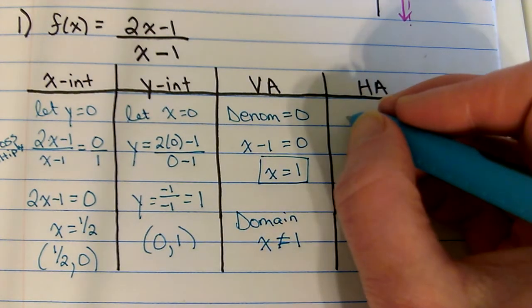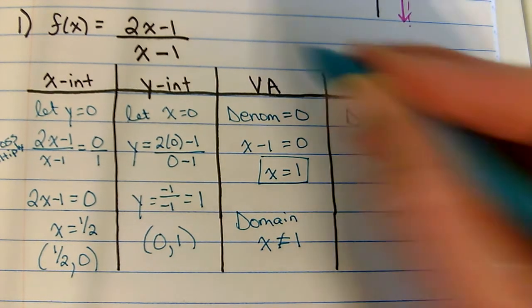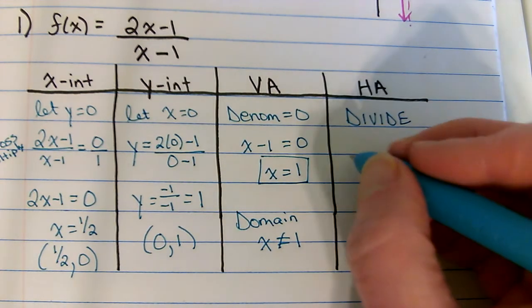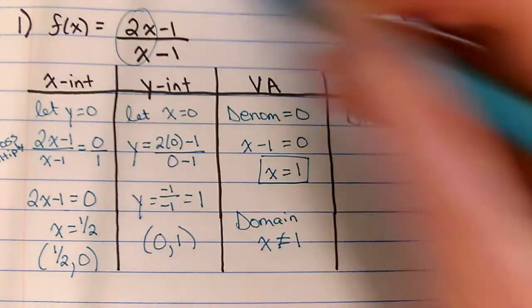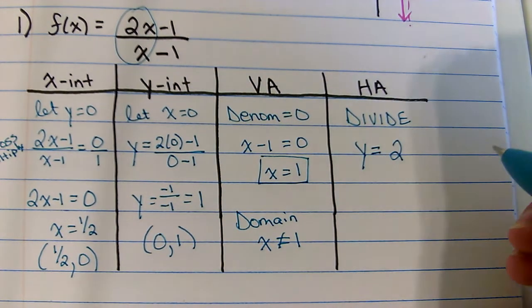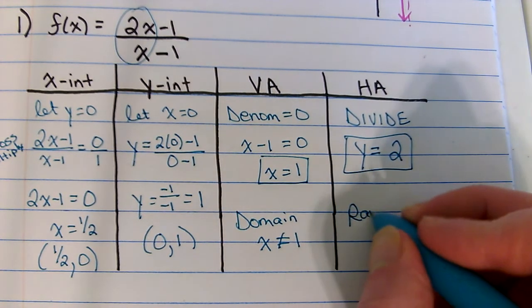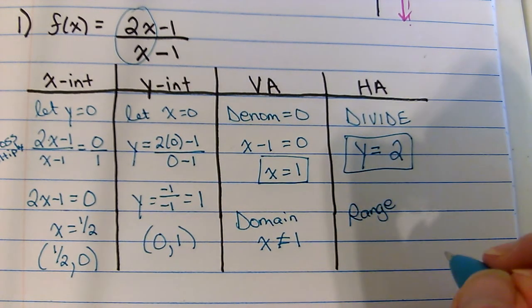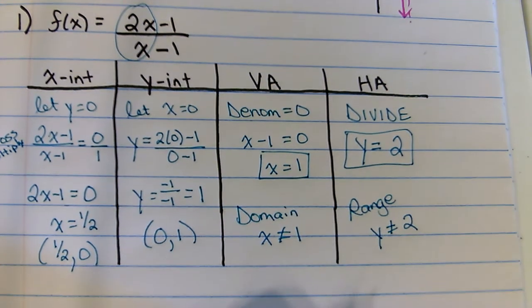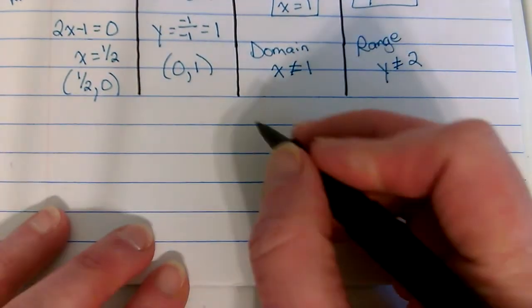Horizontal asymptote. This is where we're going to divide. So we have like degrees. So if I take that 2x divided by x, I'm going to get y equals 2. Now the beauty of a horizontal asymptote is it gives me my range. If my horizontal asymptote is at y equals 2, then my range is y cannot be 2. So let's see if we can graph that.